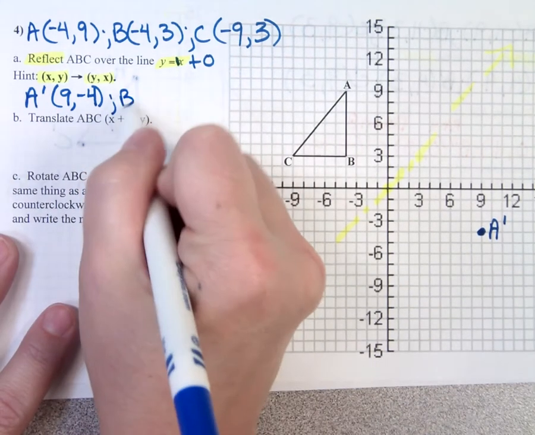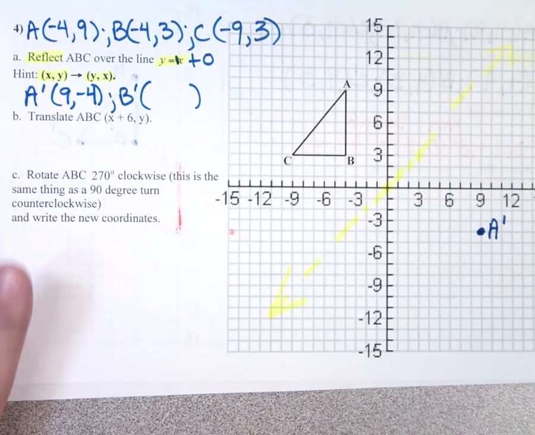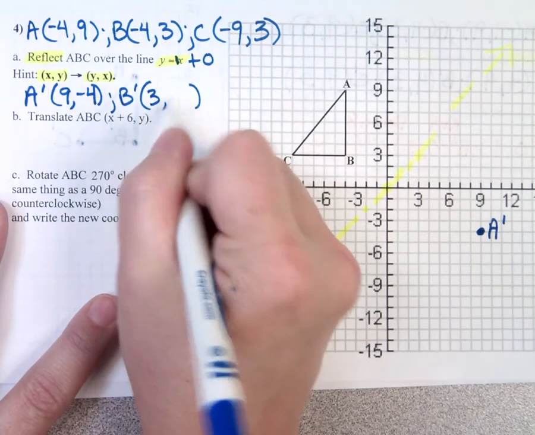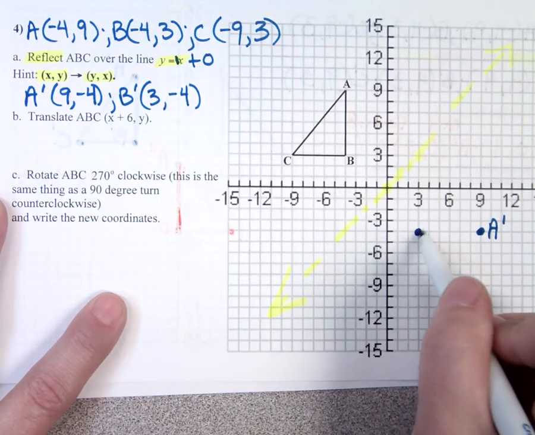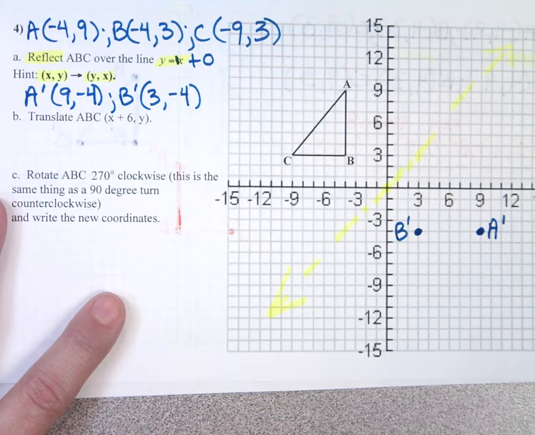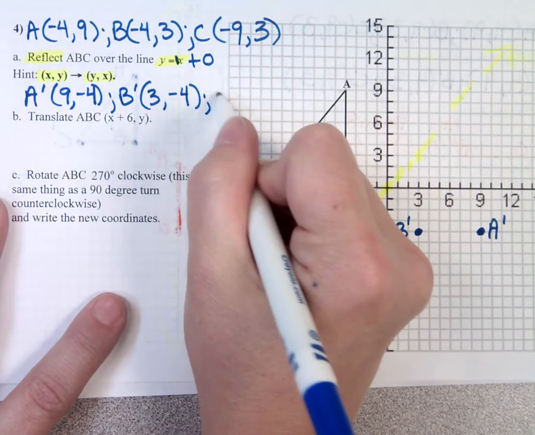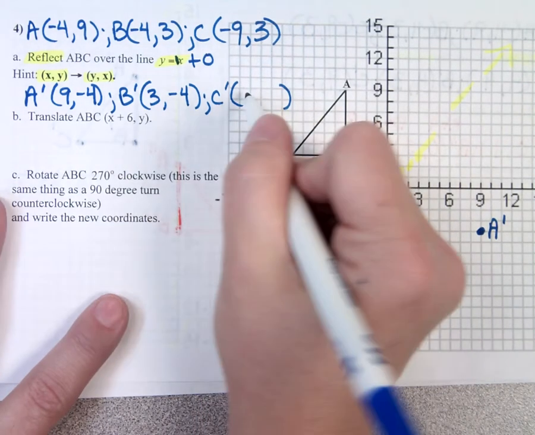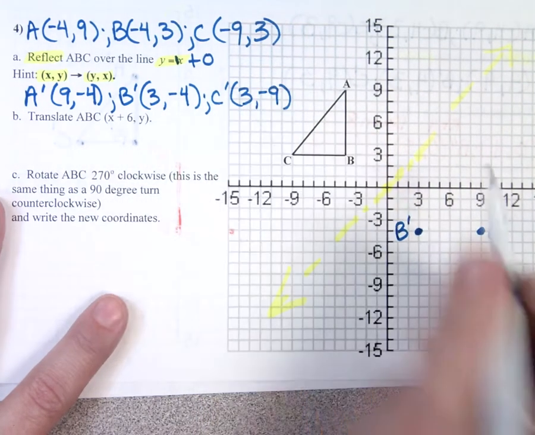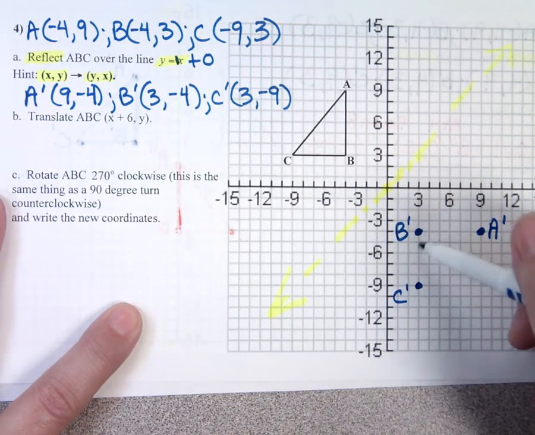Okay, so now I need my new B. So if I follow the rule, what would the new B be? 3, -4. Good, so I'm going to go right 3 and down 4. So that's my new B, B prime. Okay, and then if I follow the rule, what will the new C be? 3, -9. So I go right 3 and down 9, and there's my new C.